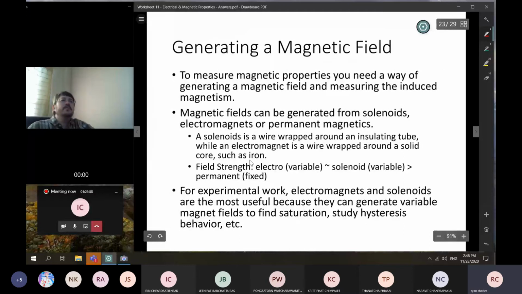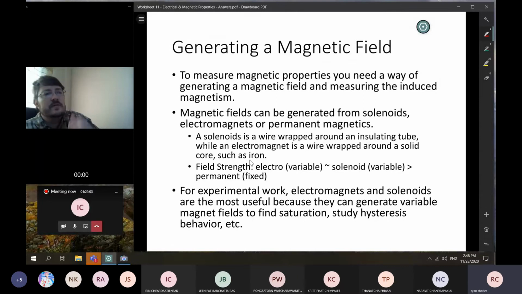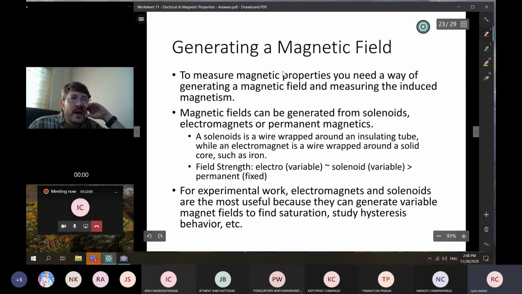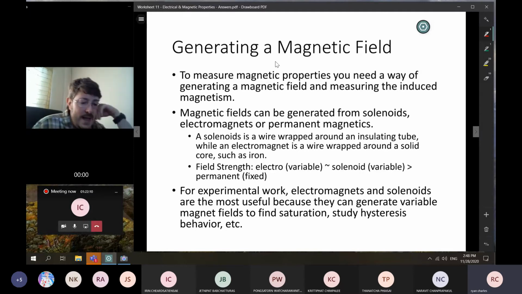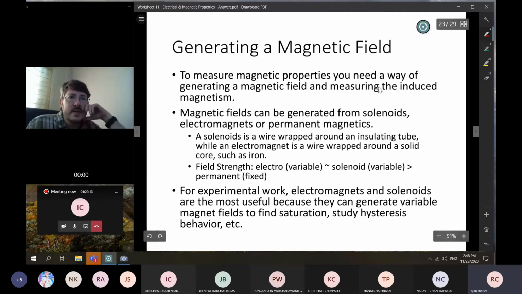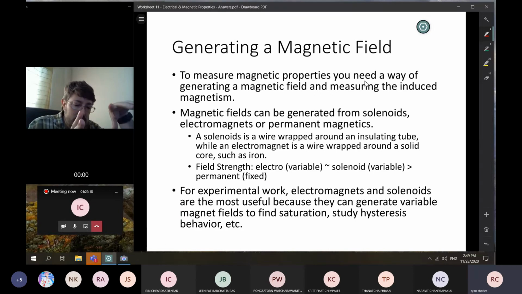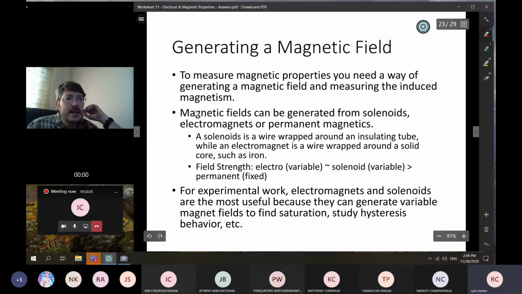All right. So to measure magnetic properties, right? First, you need a way of generating a magnetic field. You need to be able to make a magnetic field, and you need to measure the induced magnetism, all right? So we need to make a field and understand its shape and all that stuff. And then how do we actually measure the induction, all right? So magnetic fields can be generated from solenoids, electromagnets, or permanent magnets, all right?